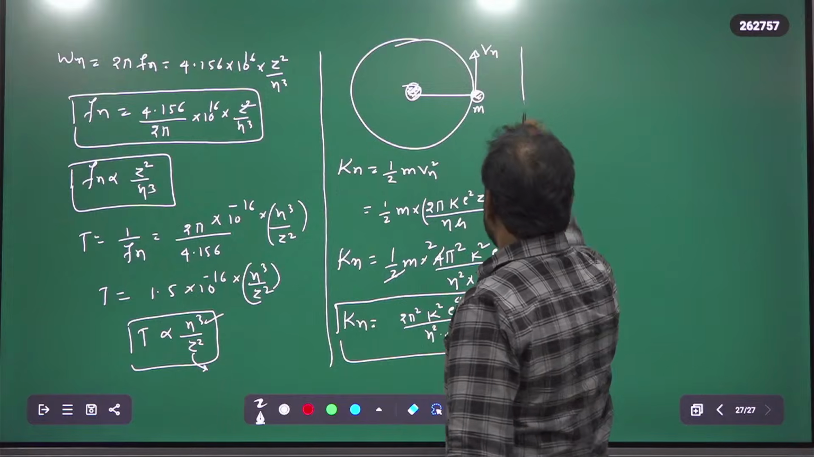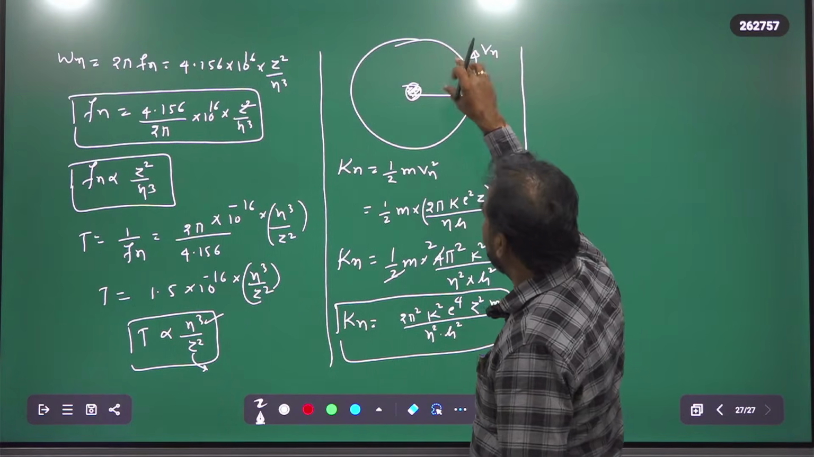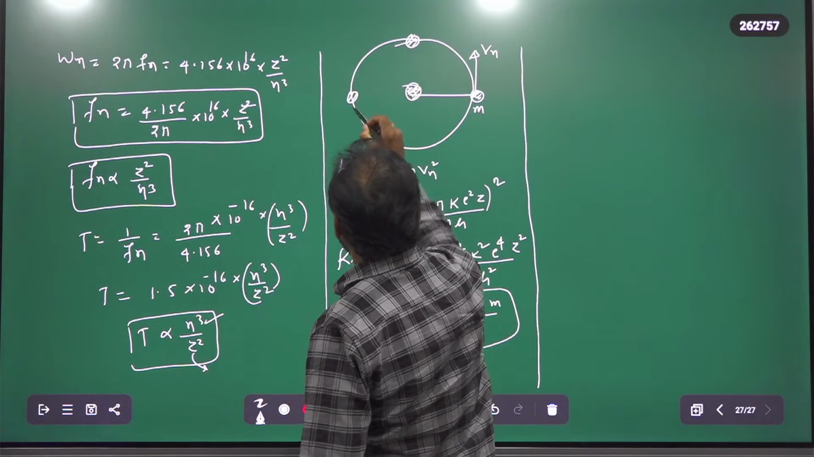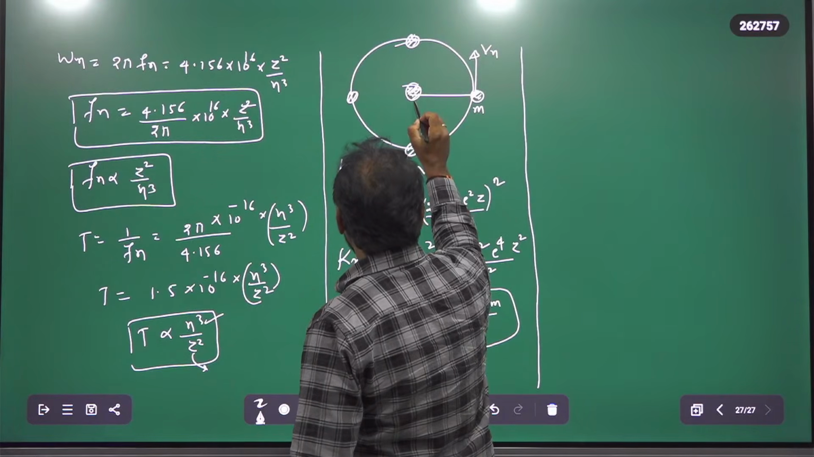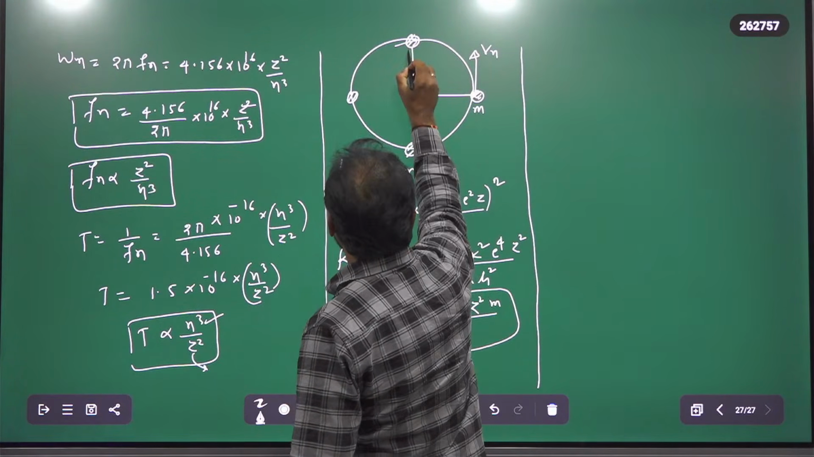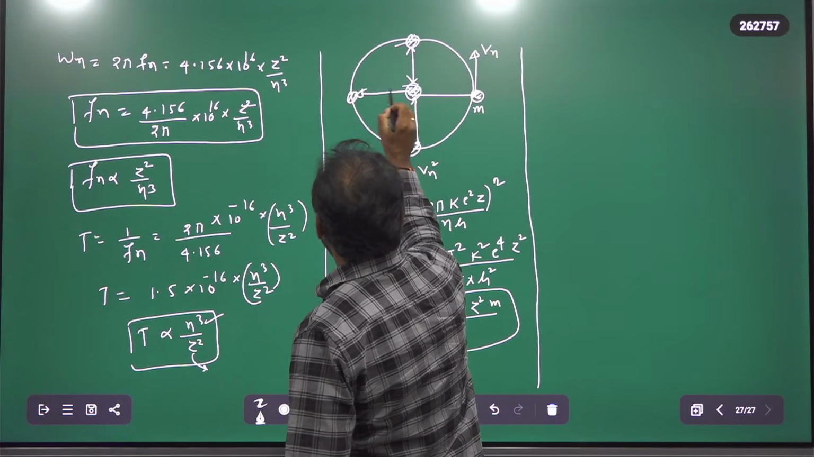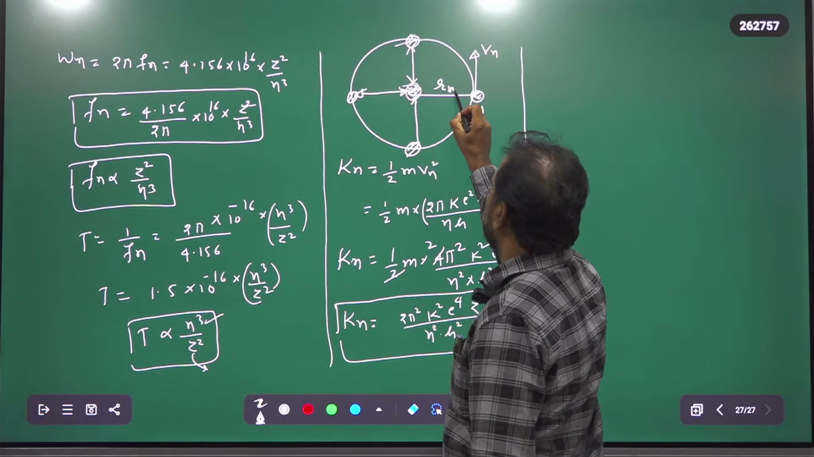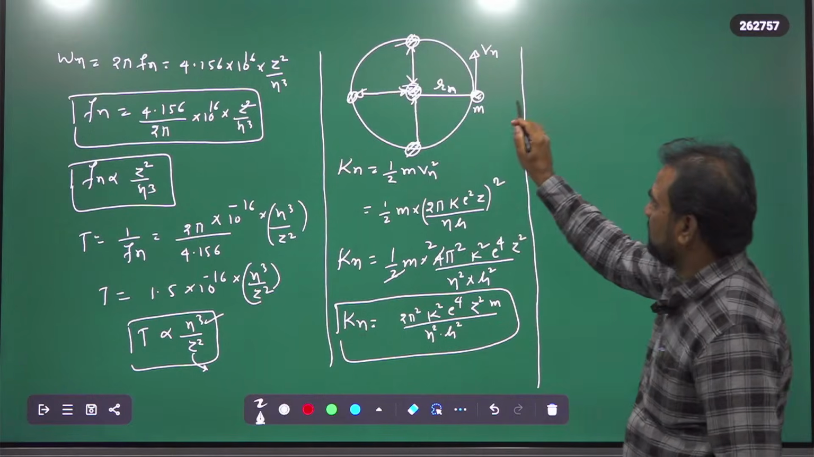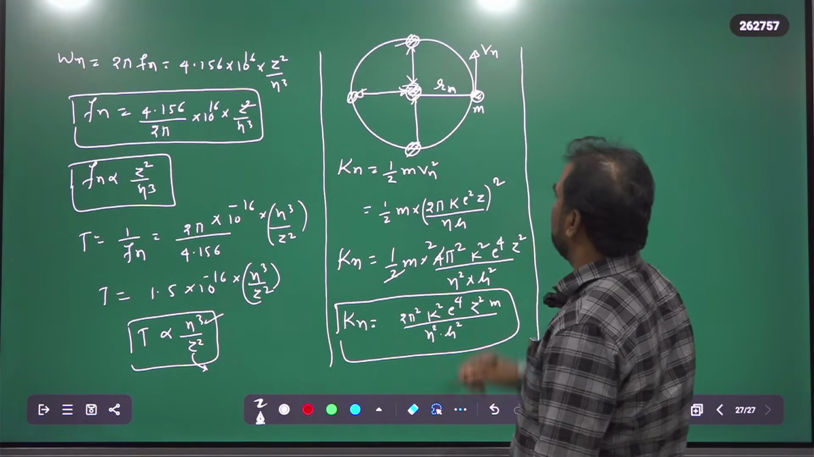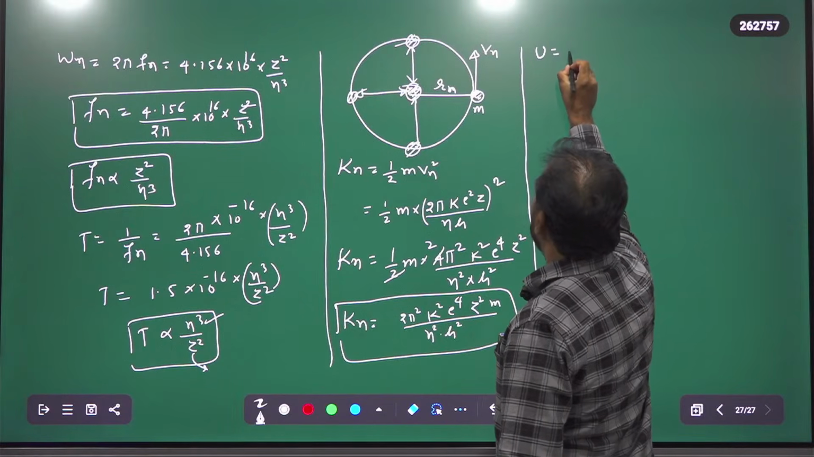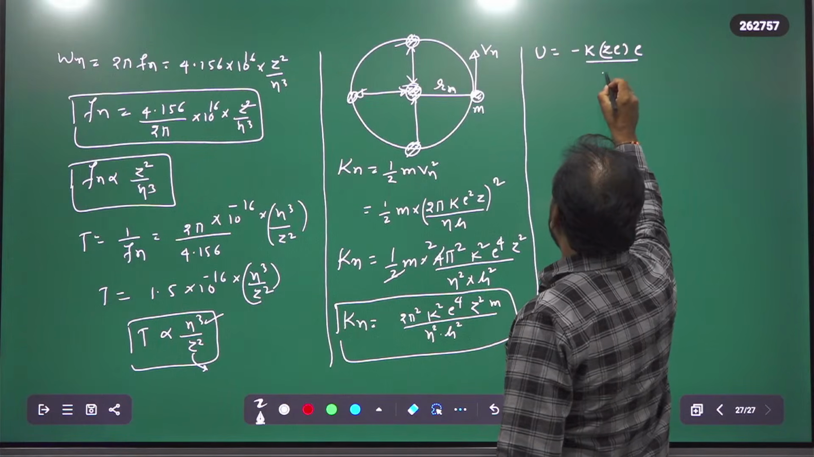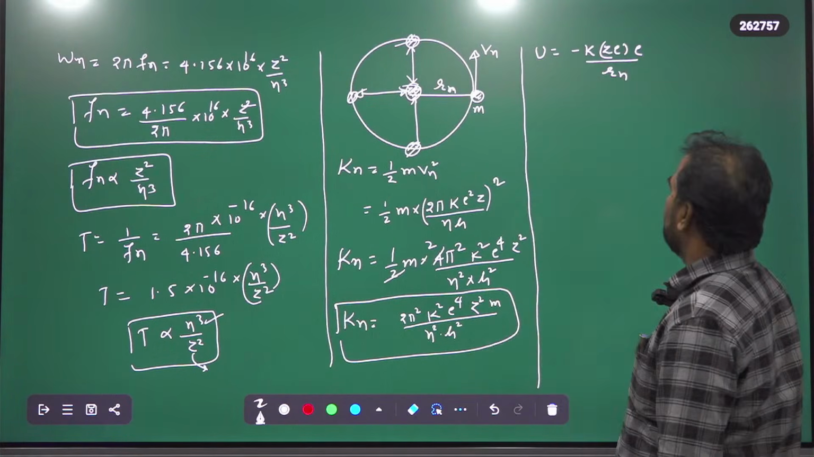Next, potential energy. When the electron is revolving at a certain distance around the nucleus, at this point or this point or wherever it is, between the electron and the nuclear charge, the electrostatic potential energy is present. Let's say this is the nth orbit. The electrostatic potential energy between the electron and this nucleus is given by U equal to minus k into Ze into e upon Rn.